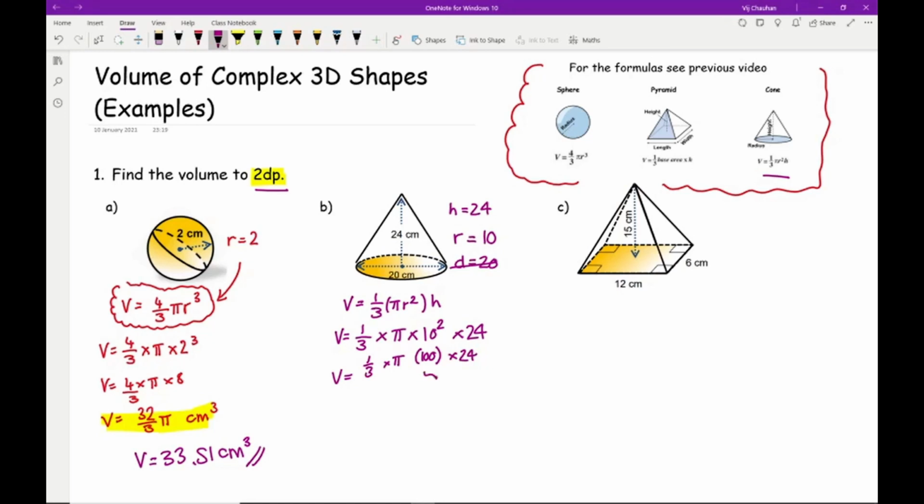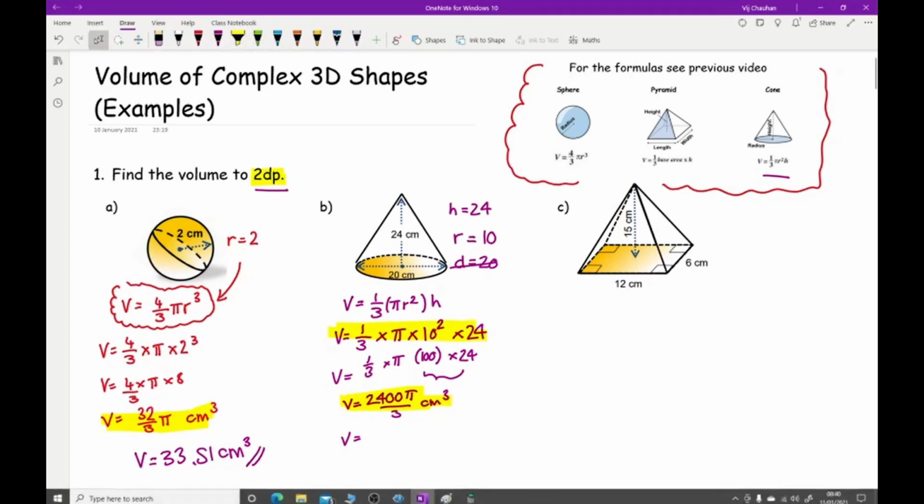So all I'm going to do is simplify this, so I get 2400 times pi over 3, and that is giving my answer in terms of pi. But again, I'm going to type that into my calculator. Now if you are doing this on a calculator exam, you really don't need to be writing this. You can just go straight into typing this, just to save a bit of time. I definitely would write this down as a form of your working out.